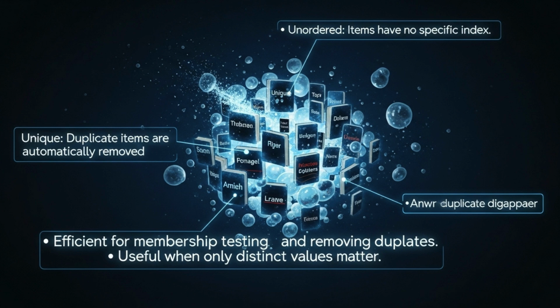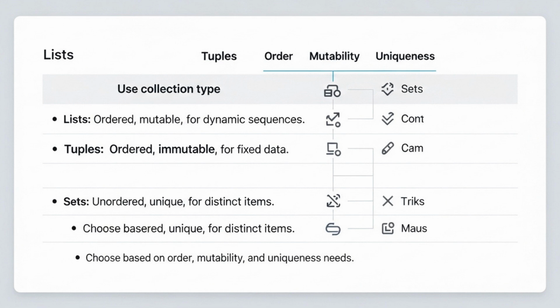You'll use sets when the presence of an item is more important than its order or how many times it appears. Think of managing a unique list of email addresses for a newsletter, or identifying all distinct tags associated with a blog post. They are powerful for operations involving distinct values.